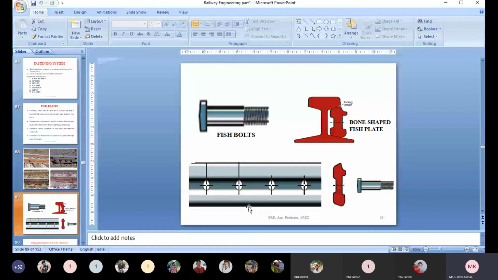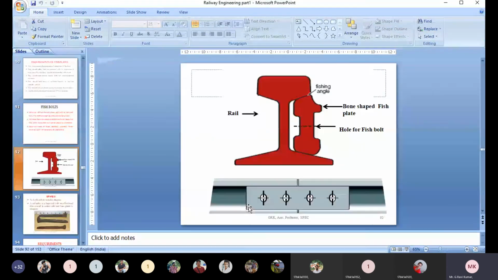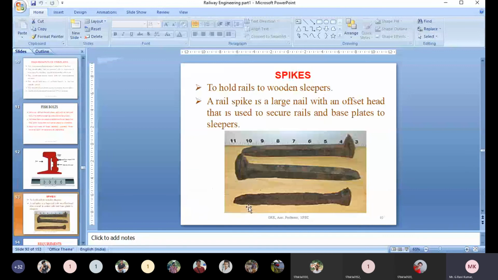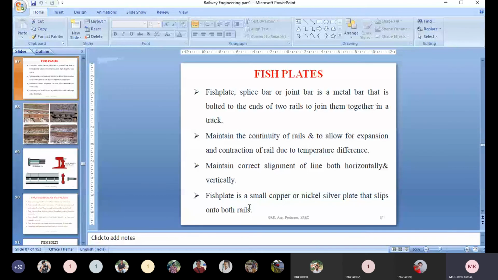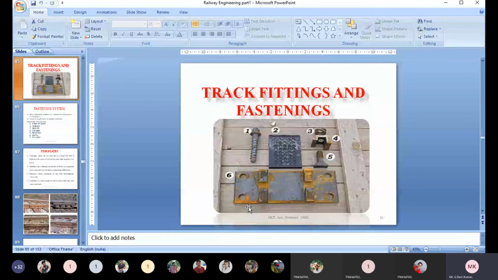And the requirements of fish plates and fish bolts are there. Understand or no? So about this topic we will discuss in tomorrow's class, the various fitting systems or various fitting means used in a railway track. With this, our topic railway track will be completed.